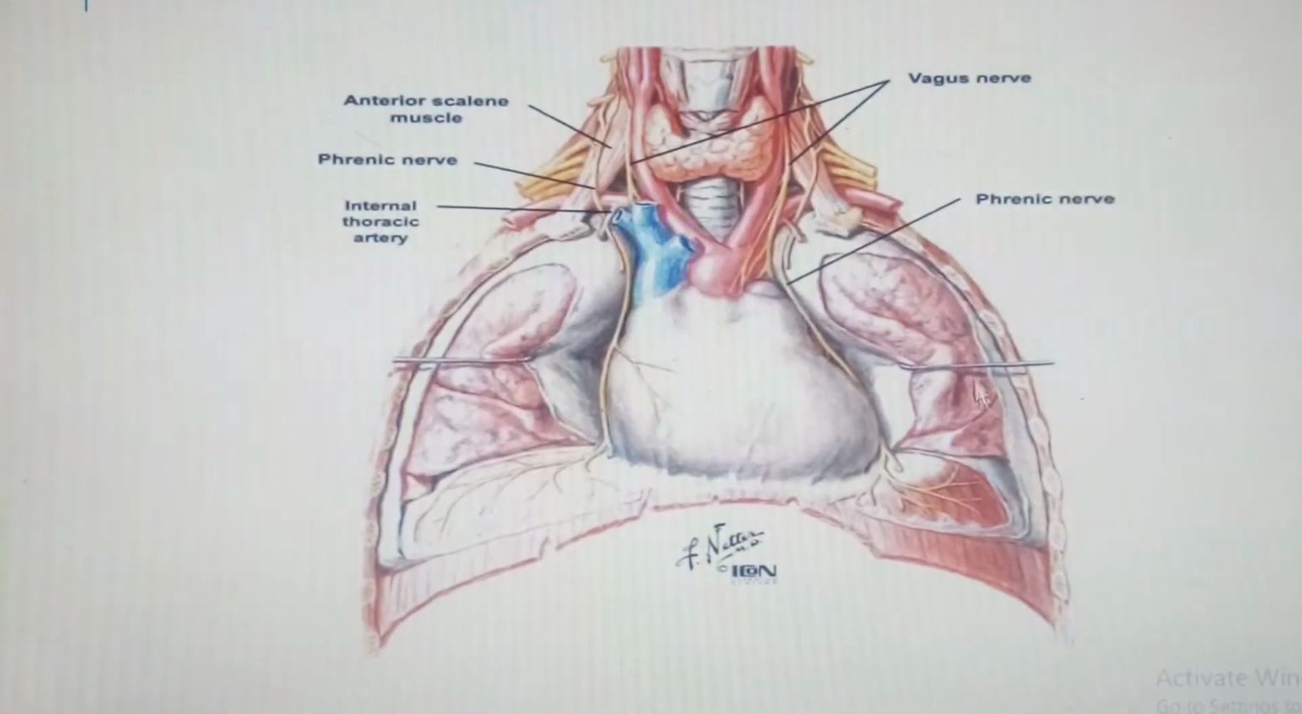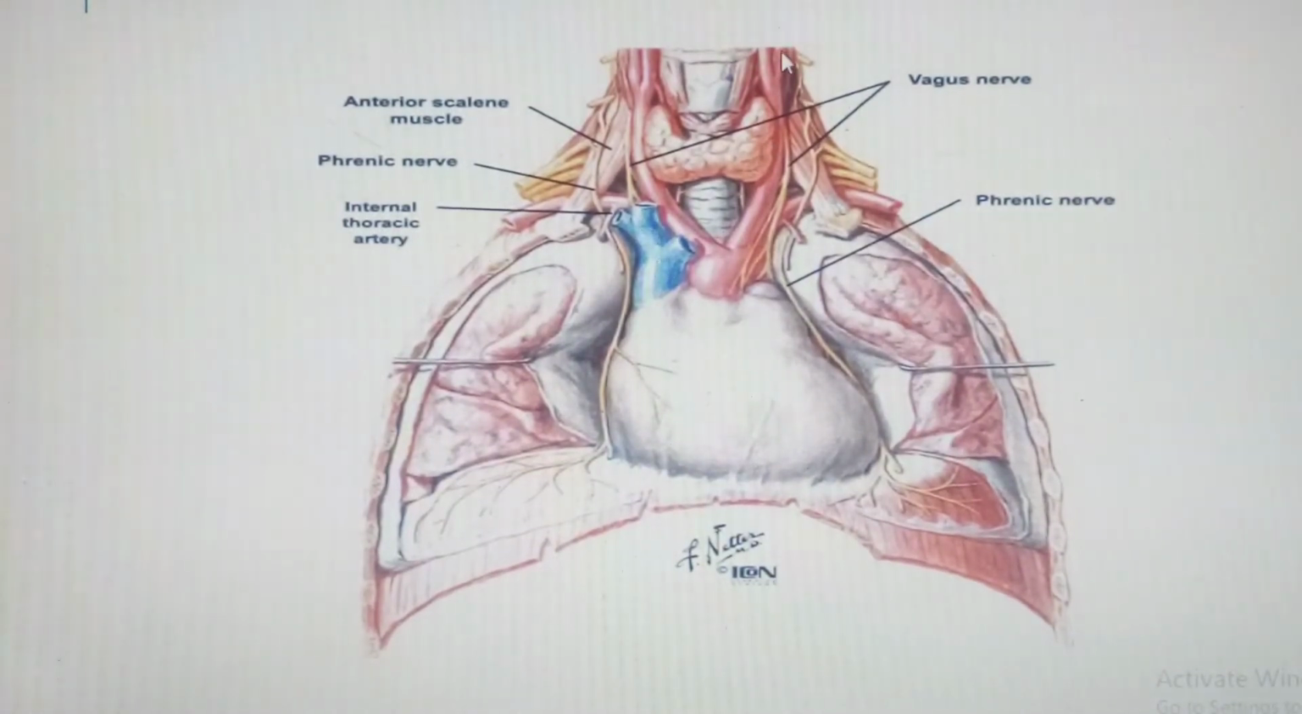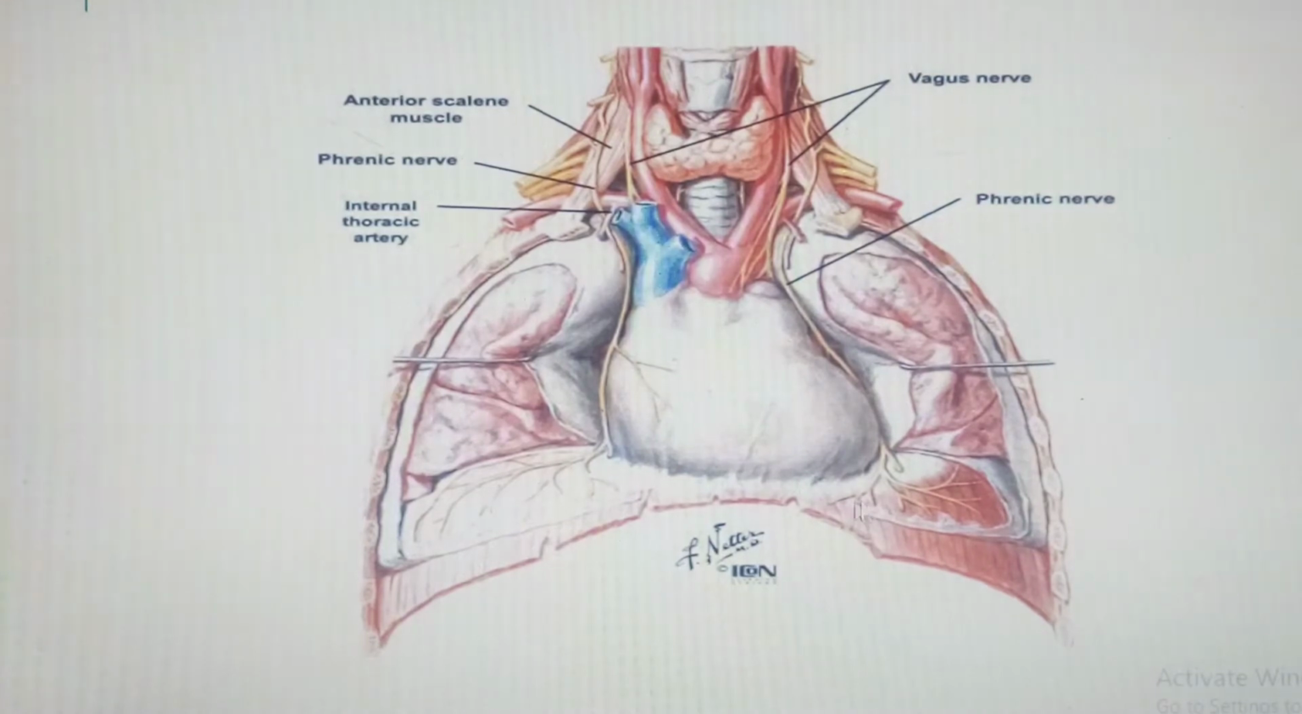Now, having talked about the pericardium, coming from the C3, C4, and C5 ventral rami, we are going to have two of these nerves, and these nerves supply what we call the diaphragm, and therefore we call it the phrenic nerve. So this is the right phrenic nerve, and then we also have the left phrenic nerve, running this way.